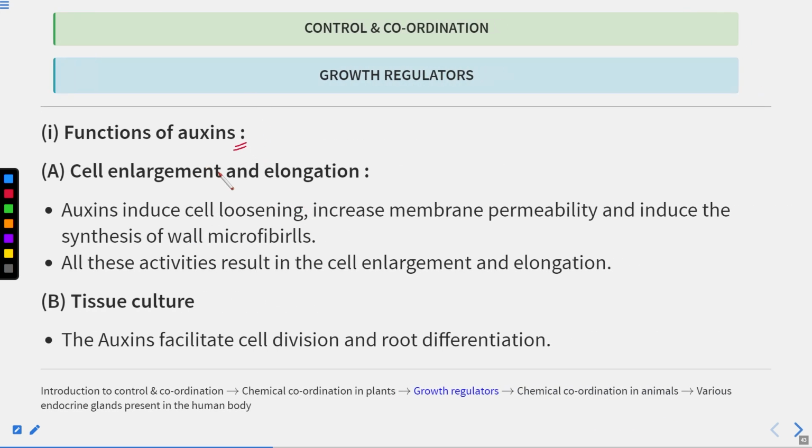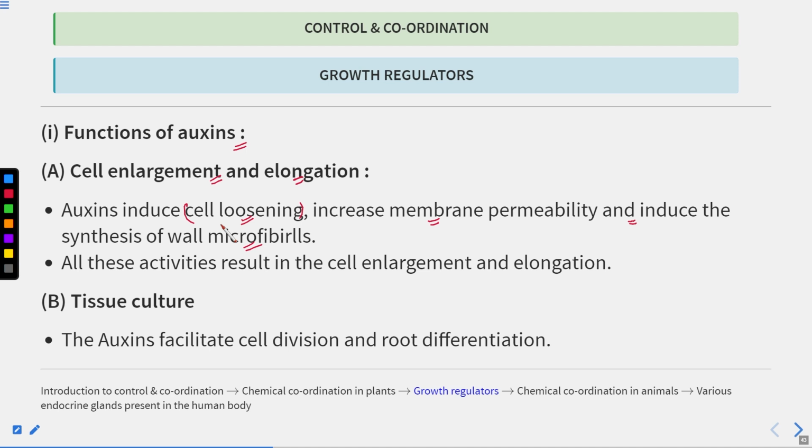Auxins play a role in cell enlargement and cell elongation. How do they induce cell enlargement and cell elongation? These auxins induce cell loosening. They help to loosen the cells, they increase the membrane permeability also, and they also induce the synthesis of the wall microfibrils. That's how cell enlargement as well as cell elongation takes place.